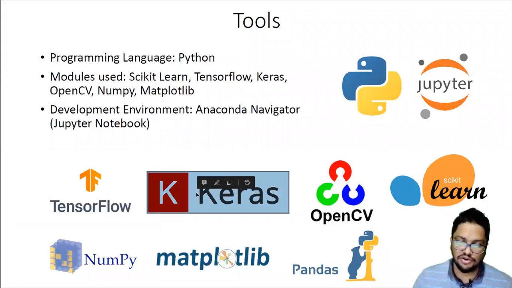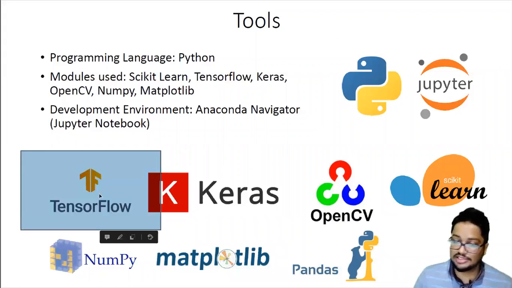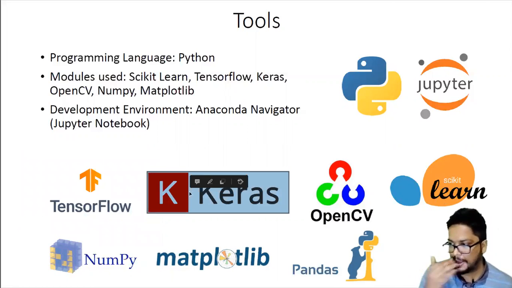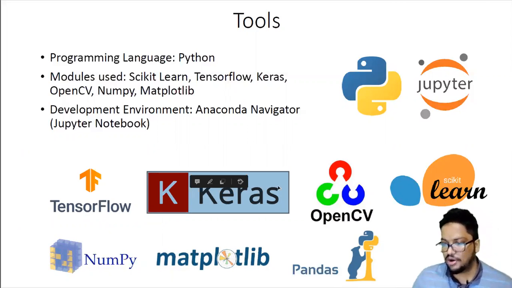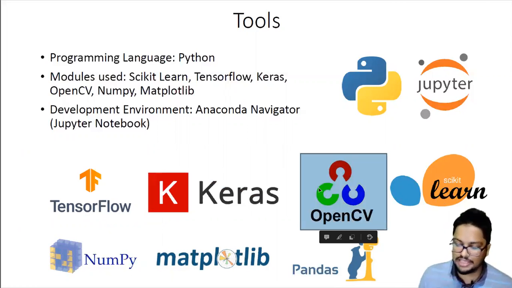TensorFlow is provided by Google, and this is the best and most commonly used module available for Python for neural network implementation. Keras is also something that we can use for neural network implementation together with TensorFlow. And OpenCV is currently the best open source module available for Python for image processing applications, the Open Computer Vision module.